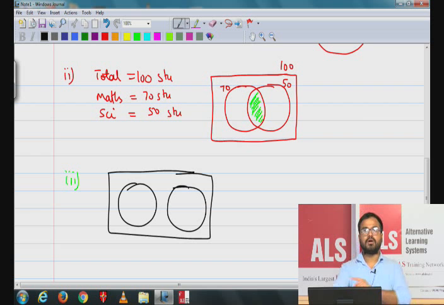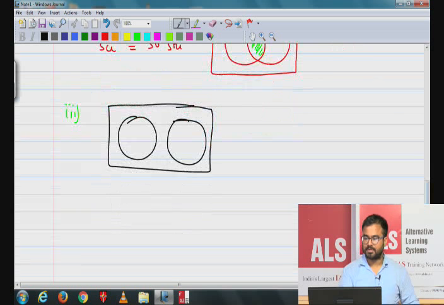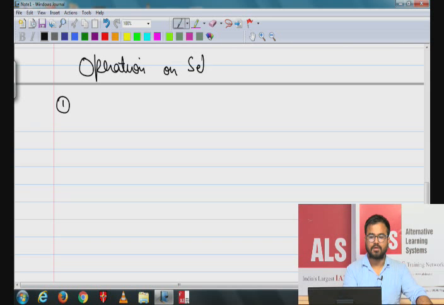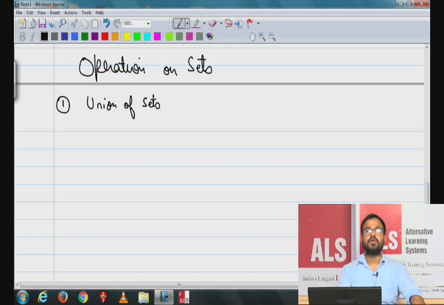Okay. So now we have to learn the different types of operations on sets and how we can prove the different relations. The first topic in this Venn diagram is the operation on sets. So basically the operations will be like addition, subtraction, that will be the type of operation. In the first part it is the union of sets. Now union of sets means total of sets.